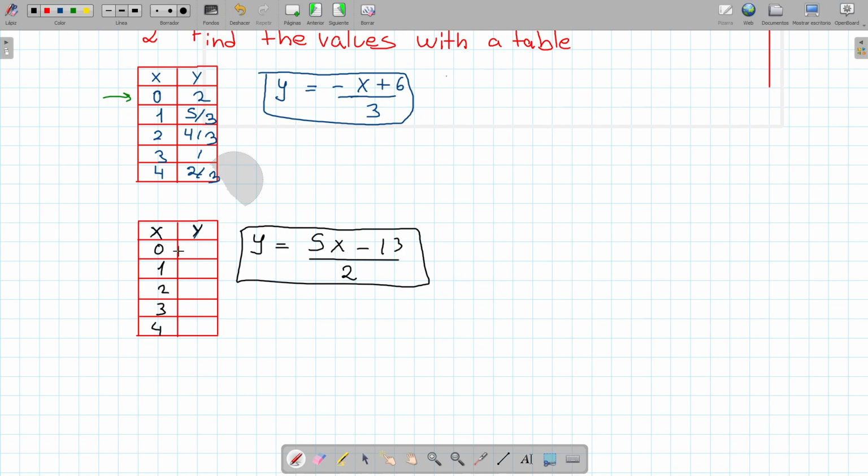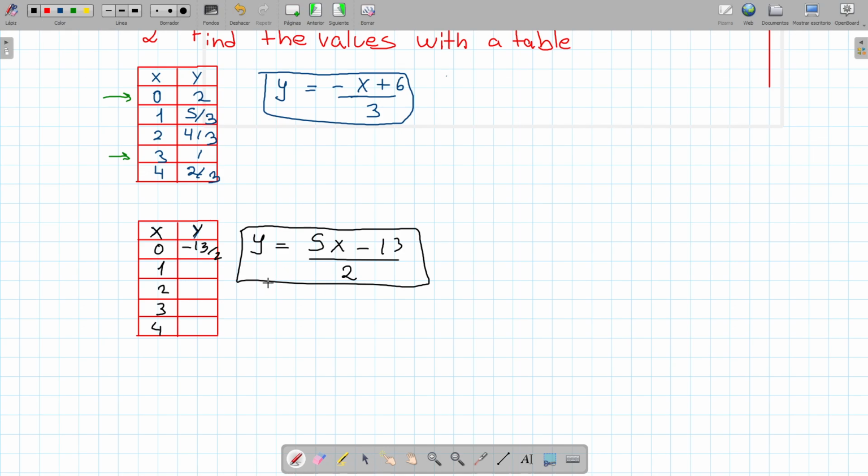What do I have? The first value, 0. 5 times 0 is just 0, minus 13 divided by 2. Unfortunately, it's not a value that we can put in the graph very easily. But what we are going to do is keep putting in all the values and see, like in the previous table, just to work with the values that are integers, that are not decimals.